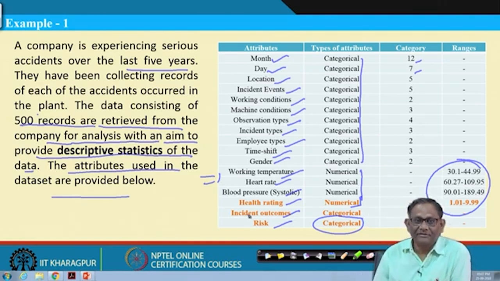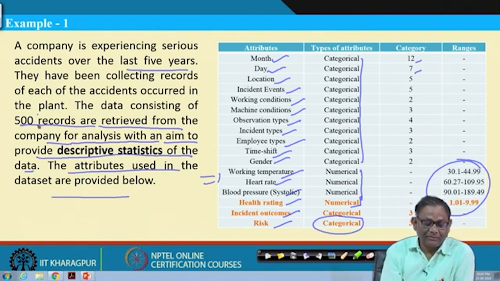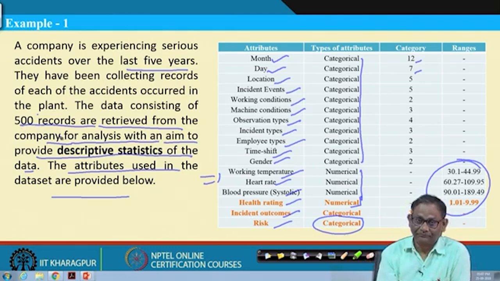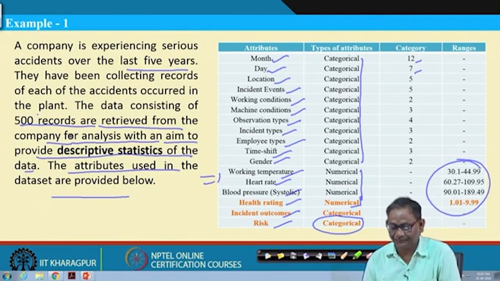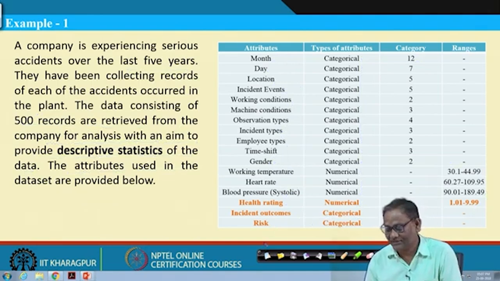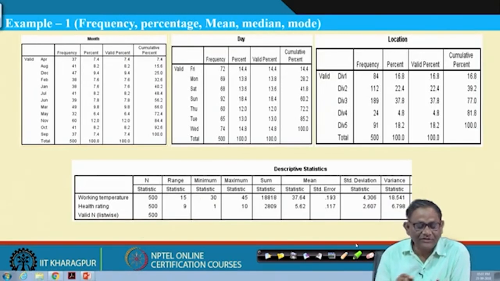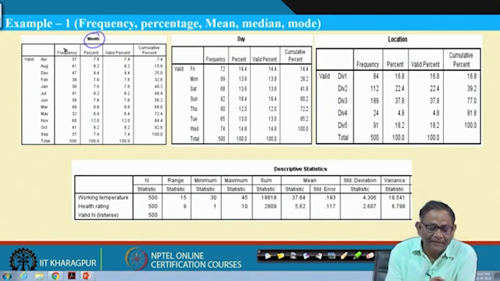These are the attributes you have collected from the accident reports. There are 500 such records. So you have a good amount of data set. Now we want to do some kind of descriptive analytics, or descriptive statistics, here. So here first you see month wise, that in different months what is the frequency and the percentage.